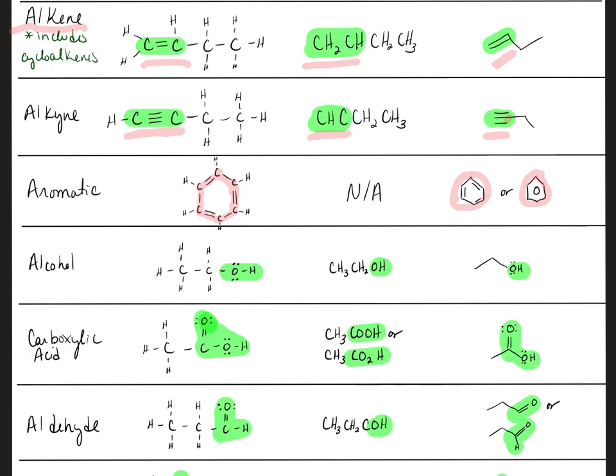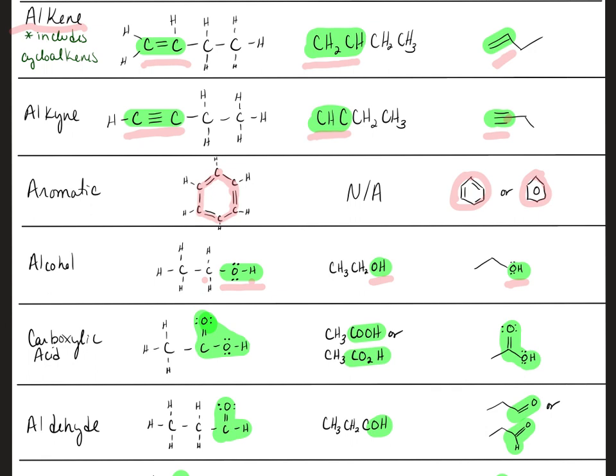Next, we have an alcohol. Alcohols have an OH. They could be at the end of a chain. They can be in the middle of a chain. It doesn't matter. If you have an oxygen that's connected to both a carbon and a hydrogen, that is an alcohol. Here again, we have OH and OH, okay?